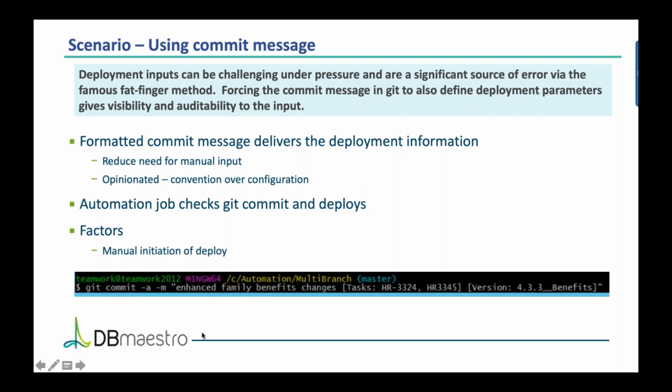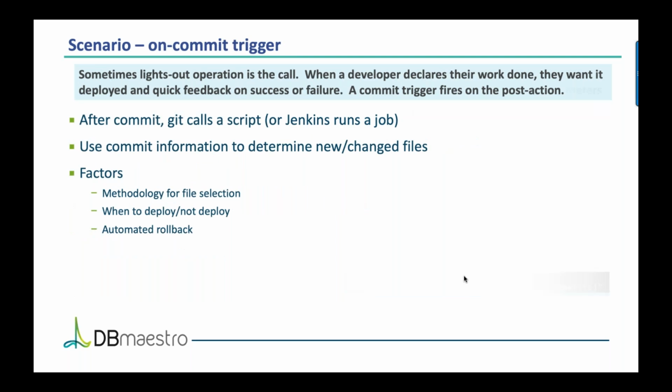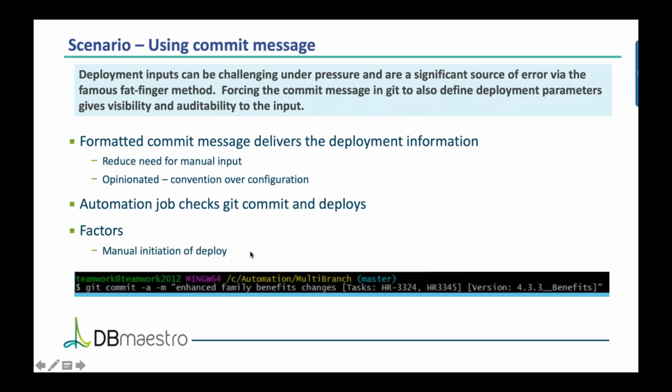And in this case, I created a way of formatting a commit message, and that commit message has some keywords in it here. I've got tasks:, I've got version:, and then something there. And this gives me the ability to use automation to pluck those things out. So let's see how that works in a live environment.